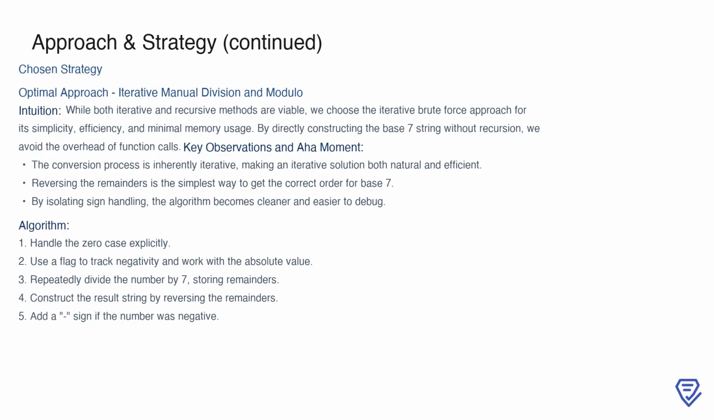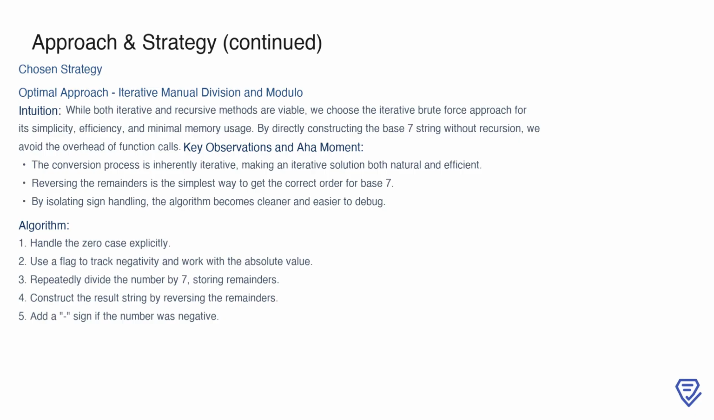In this approach, reversing the remainders is the most straightforward way to obtain the correct order of the digits. Additionally, by isolating the handling of the number's sign, we simplify the algorithm further, making it cleaner and easier to debug. The algorithm begins by explicitly handling the zero case.